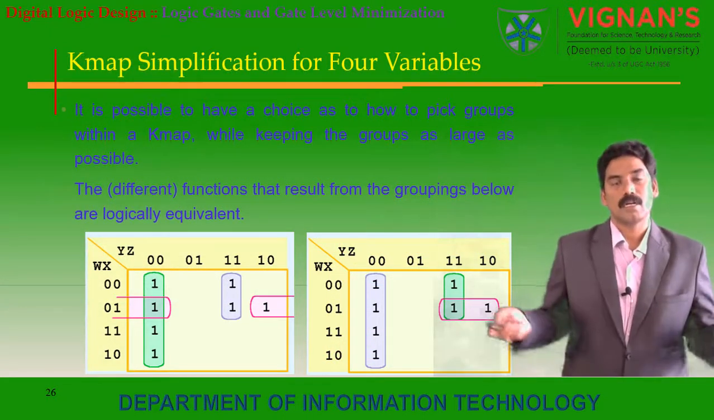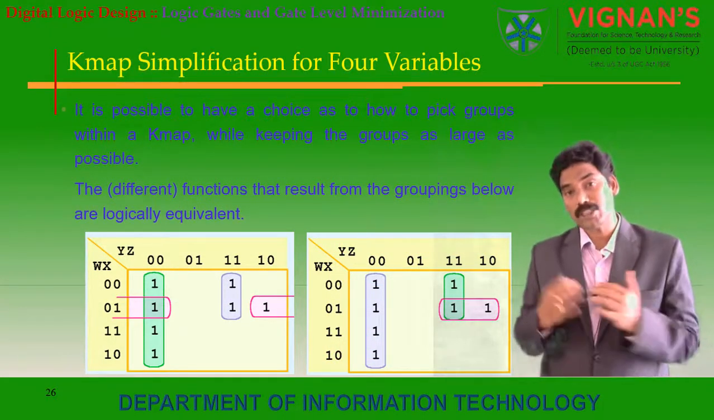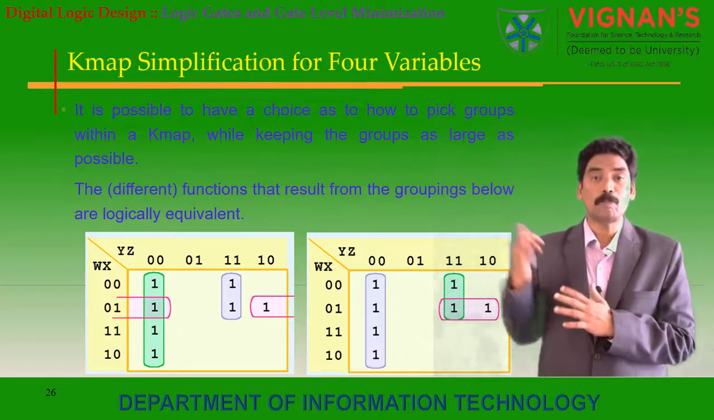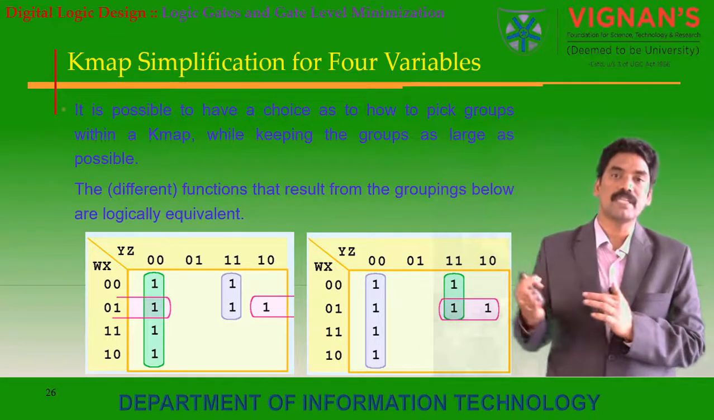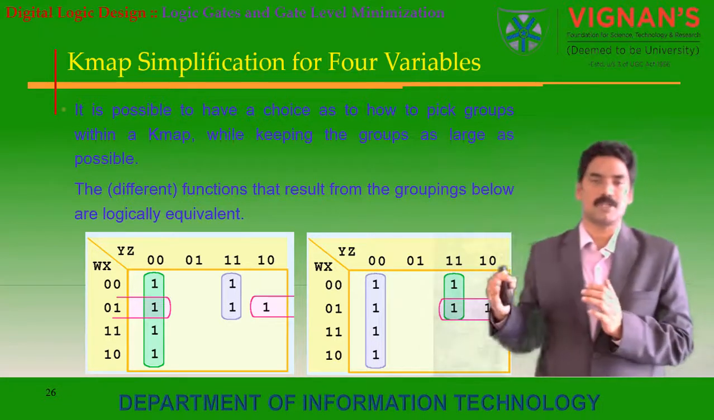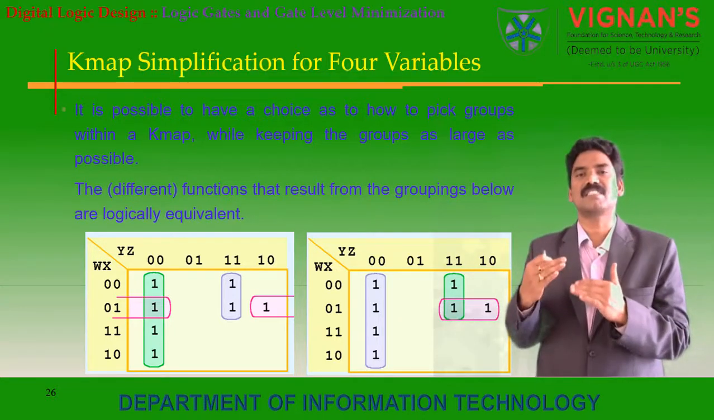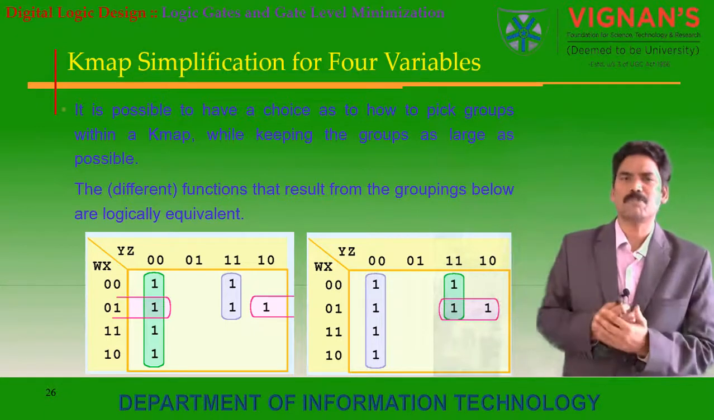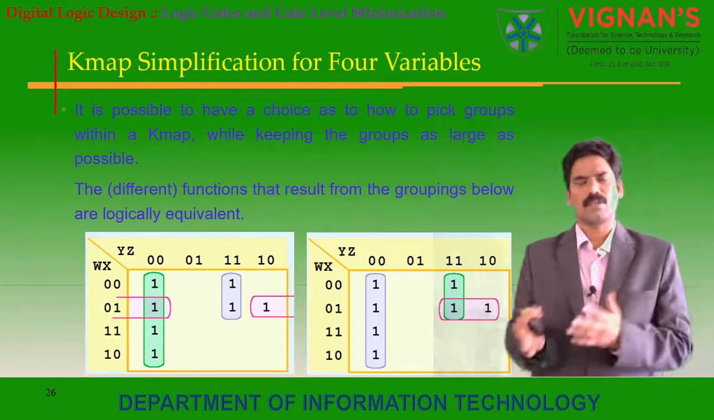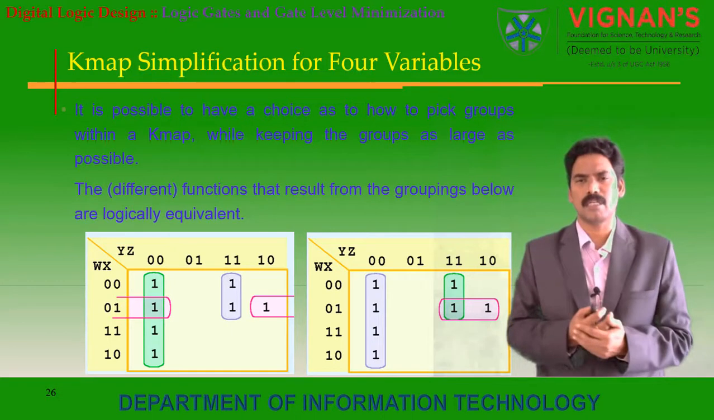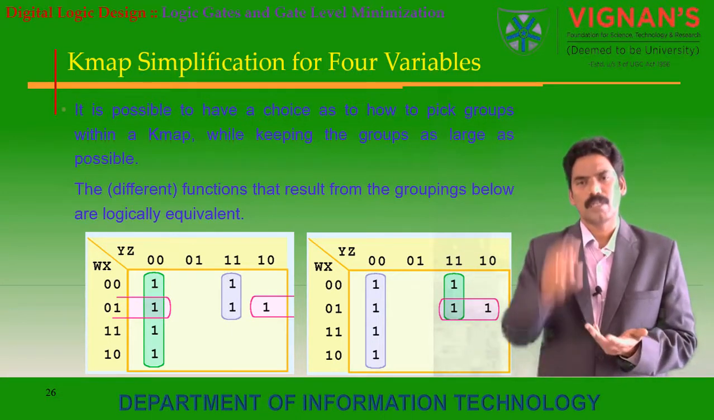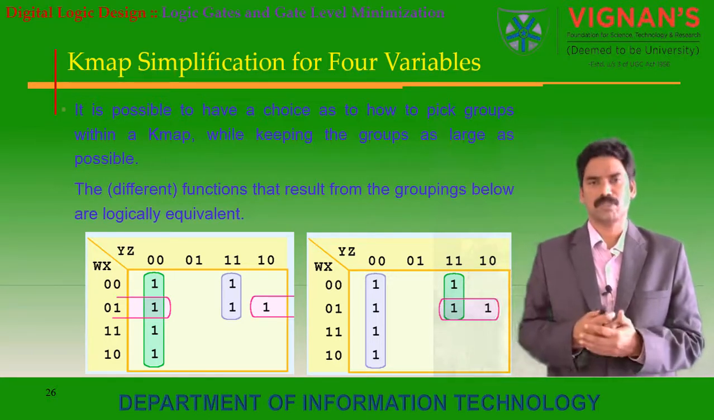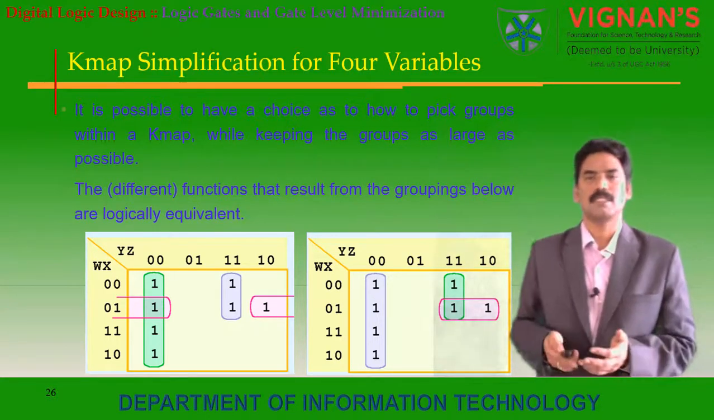Now, another, is it possible? It is possible to have a choice as to how to pick groups within the K map while keeping the groups as large as possible. The different functions that result from the groupings below are logically equivalent. If these types of groupings are there, vertical grouping is possible, horizontal grouping is possible. There are so many approaches for this grouping. And these are the 2 examples.